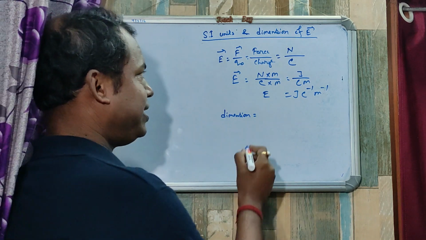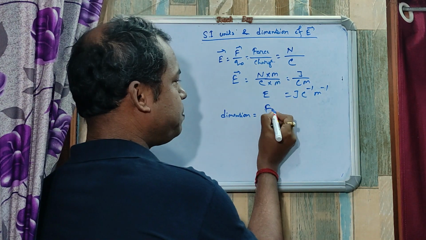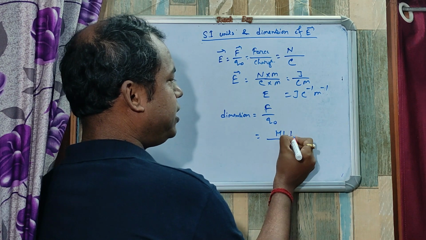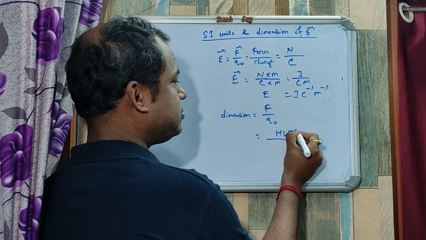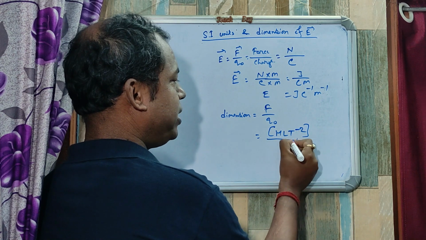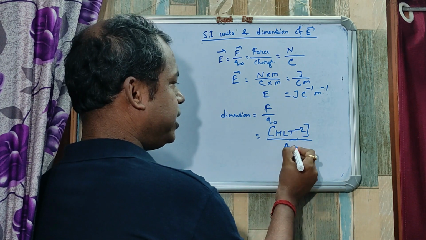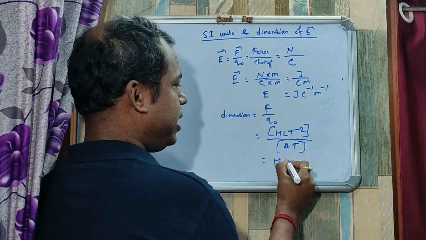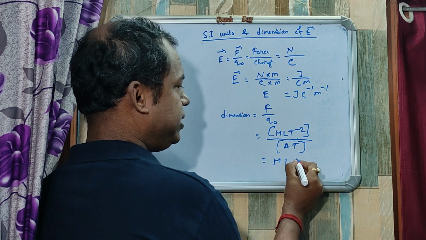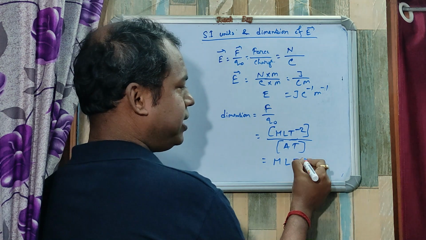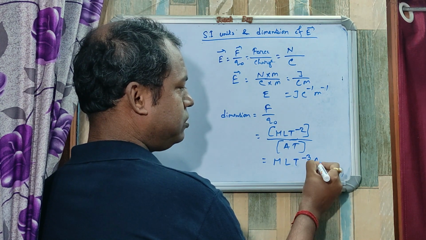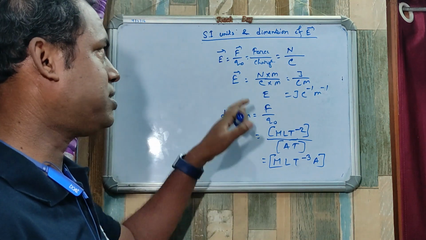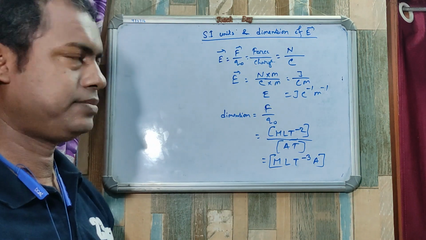Now come back to the point, the dimension. The dimension equals force by charge. What is the dimension of force? That is M L T to the power minus 2. And what is Q0? That is A T. So if I write in this case, it is M L T to the power minus 3 A to the power minus 1. So this one is the dimension and this one is the SI unit of it.